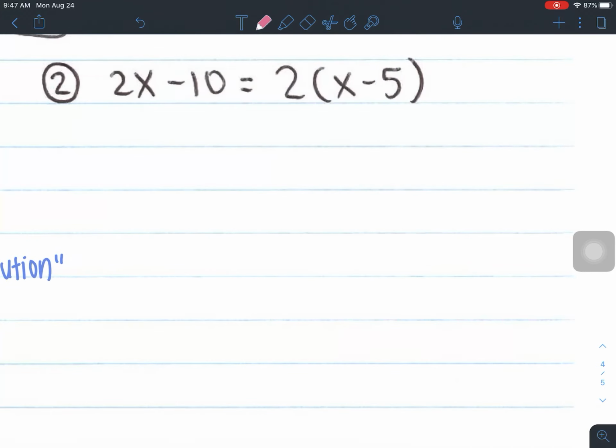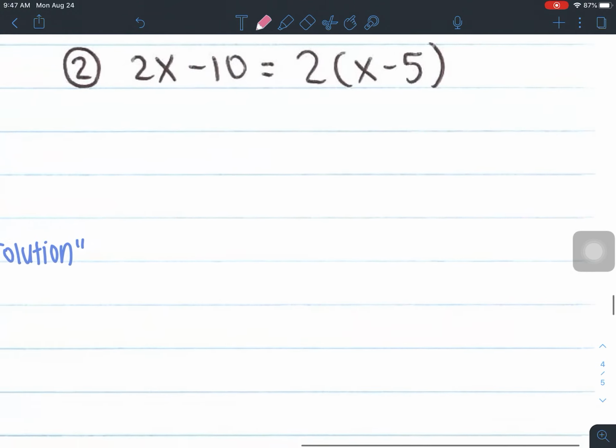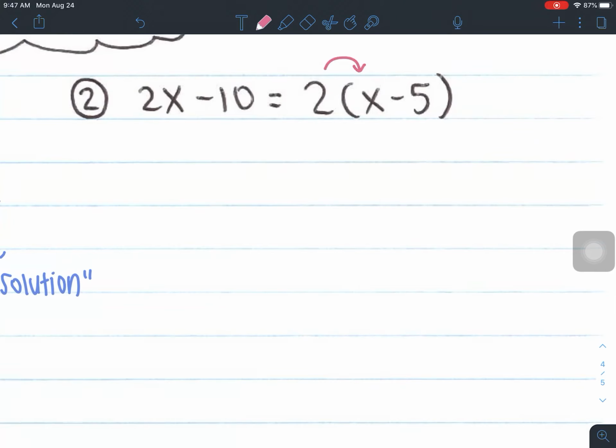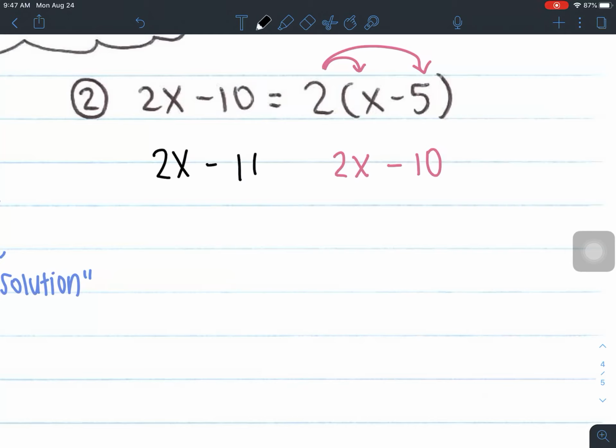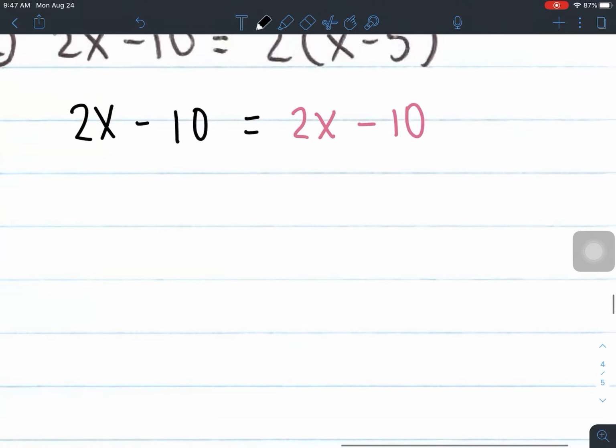Moving on to number 2. Okay, first thing I notice, parentheses. Gonna get rid of those. So 2 times x is 2x. 2 times negative 5 is negative 10. And I haven't done anything to this side yet, so I'm going to leave that as is. Now, if you stare at it for a second, you'll be like, hey, that's the exact same thing on both sides. It's kind of weird. Well, that's actually really important. If you notice that they're exactly the same, you can skip one of these steps. But I'm going to keep going, and we'll talk about it in a second.